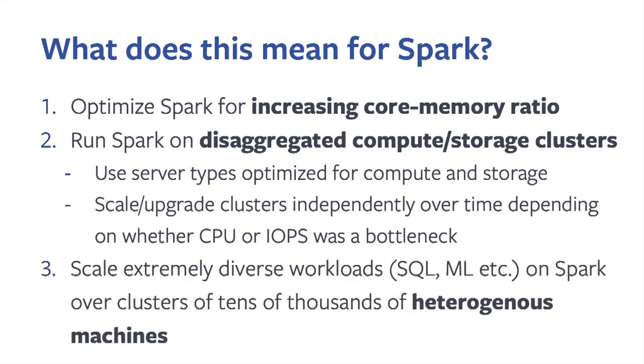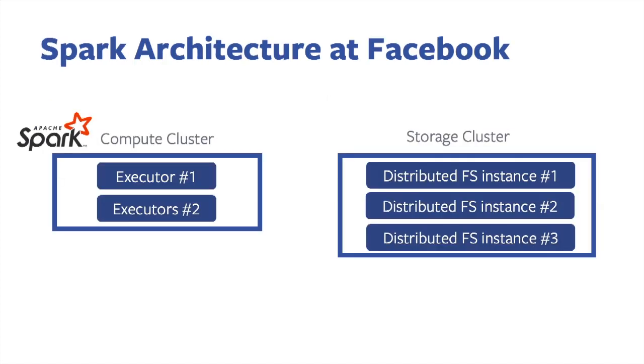The third observation, which is a bit obvious in this context, is that we are now buying hardware every year, or even more often, and we have this problem of scaling Spark with all its diverse set of workloads across clusters of tens of thousands of heterogeneous machines. The machine that I buy today would be different than the machine I buy tomorrow and the day after. So we would like to build and scale Spark such that it can scale on these heterogeneous machines without any problems.